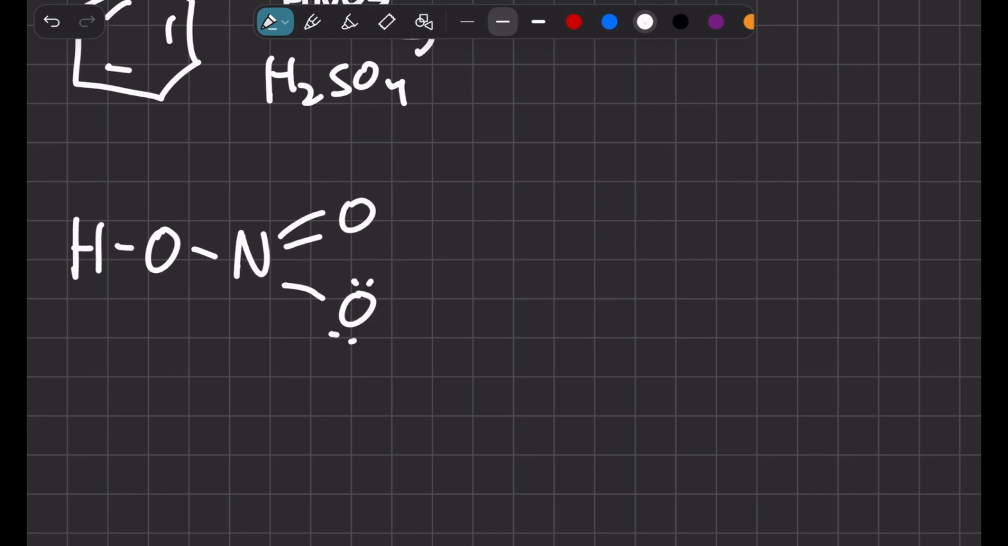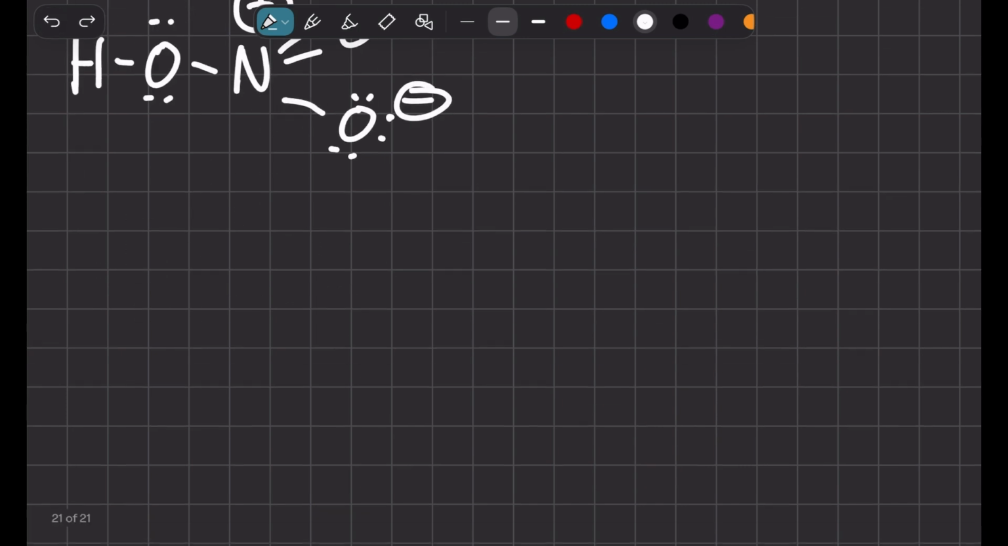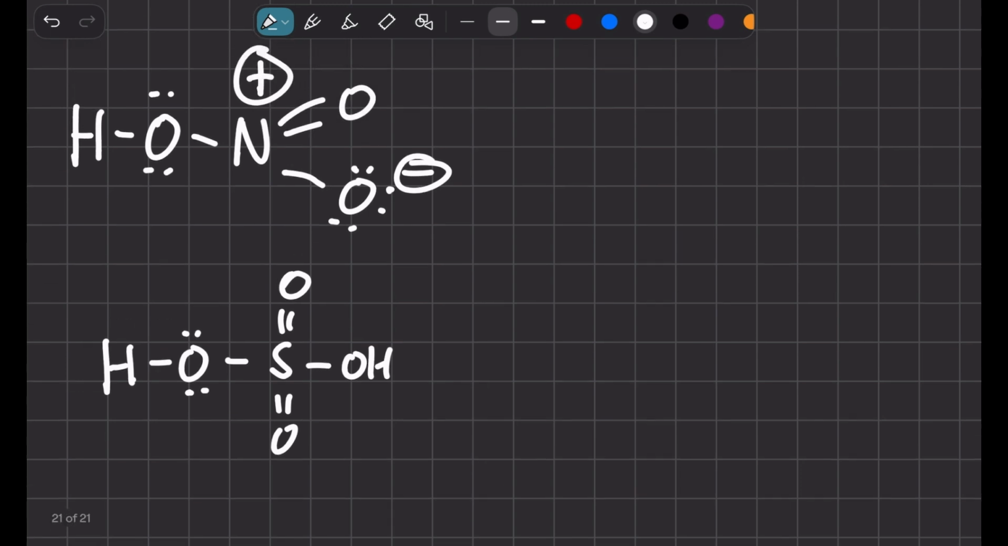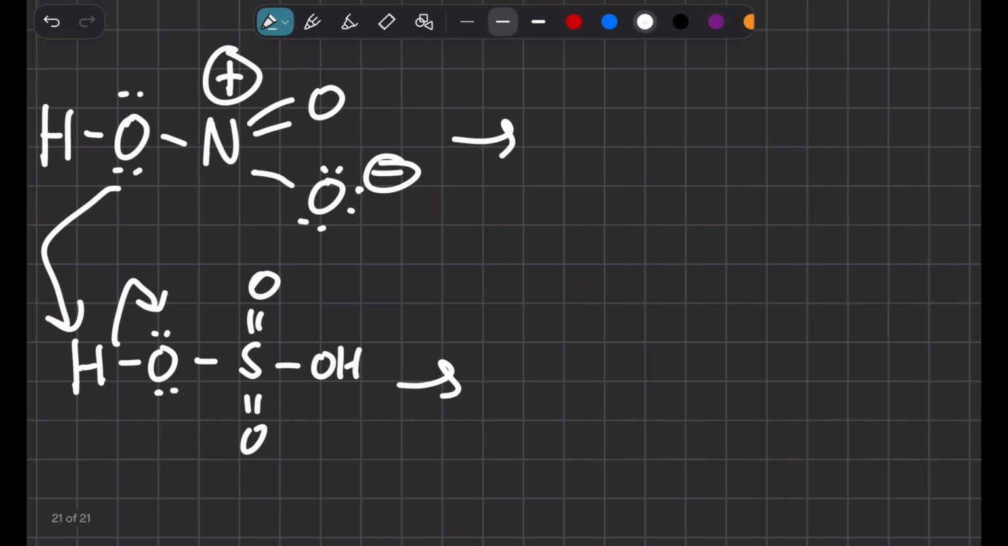Because of this, the oxygen down here will have a negative formal charge, and the nitrogen up here will have a positive formal charge. We know that there are 2 lone pairs on this oxygen all the way to the left as well. As for the sulfuric acid, the Lewis structure looks like this. So the oxygen of our nitric acid is going to attack the hydrogen of our sulfuric acid. When that happens, we're going to have these 2 complexes right here.